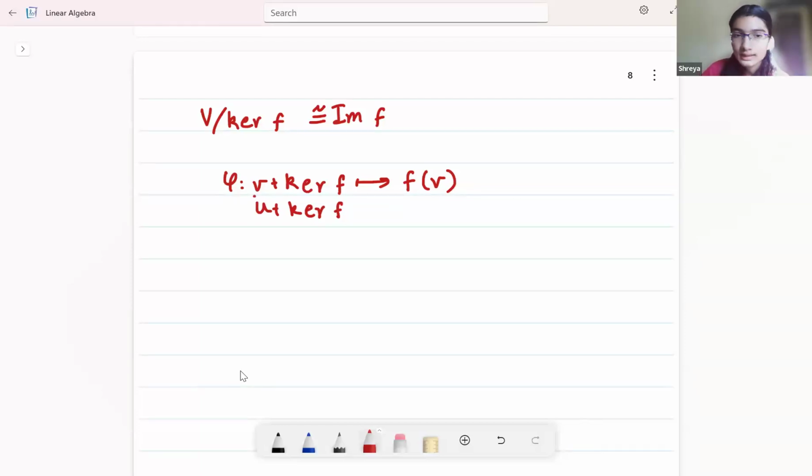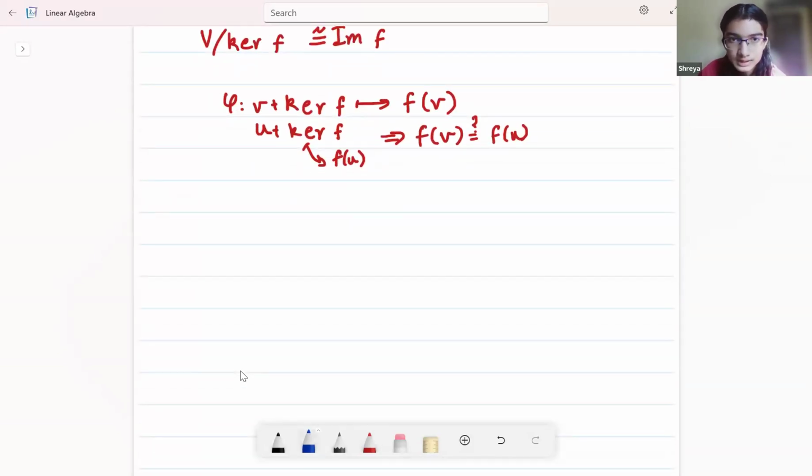Right. So that's what we have to prove. If these two sets are equal, what that means is that v minus u belongs to the kernel. So if these two are equal, what we need to prove is that f of v is equal to f of u. We need to prove this.